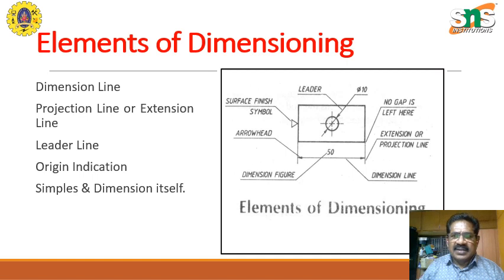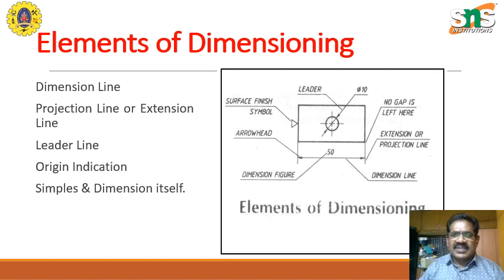You see the part. The part is a rectangular component which has got a hole in the center. So we have the leader line. You have the surface finish symbol here. The arrowhead is drawn here on a dimension line. Bounded by the dimension line is the extension line, and you have the dimension figure, and either you can have a small gap or you need not have a gap here.